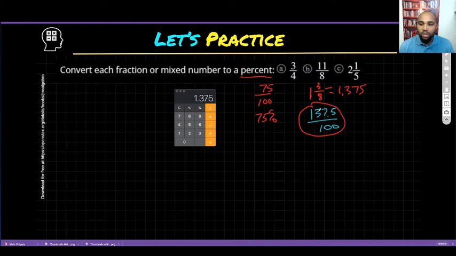But what is a percent? So this is literally the percent we're looking at. 137.5%.